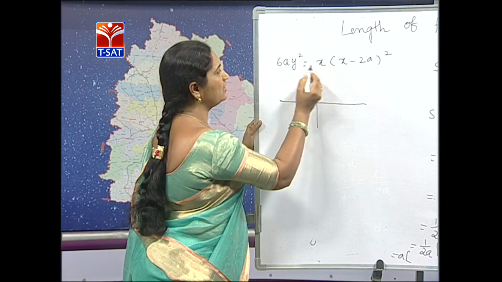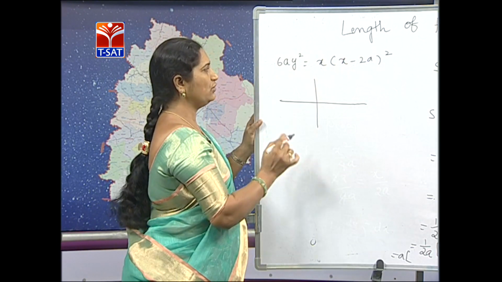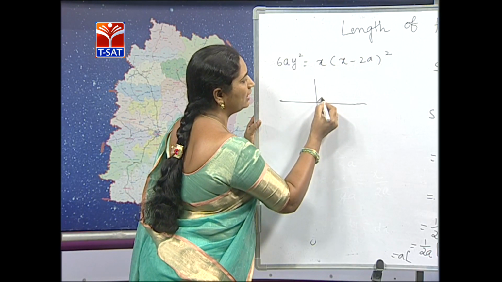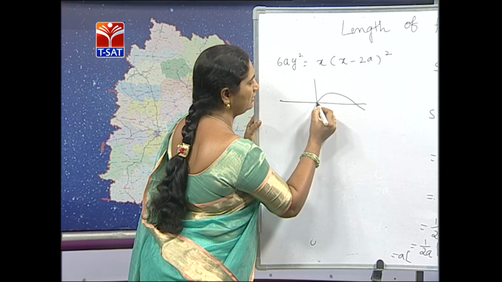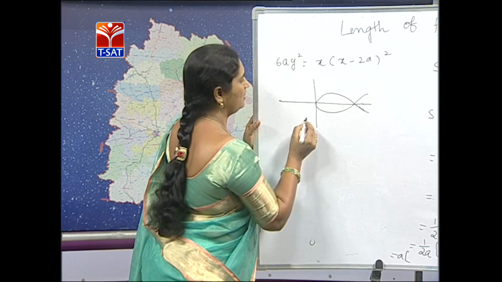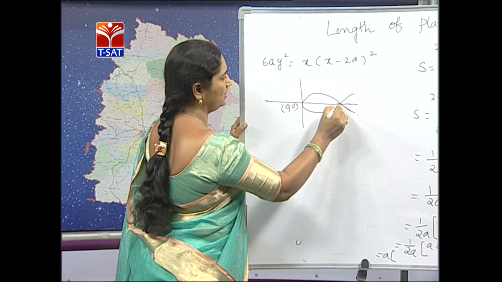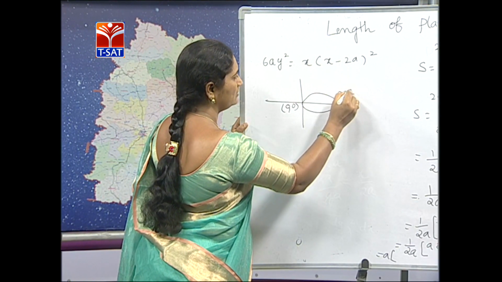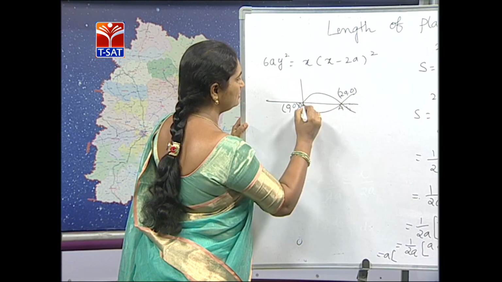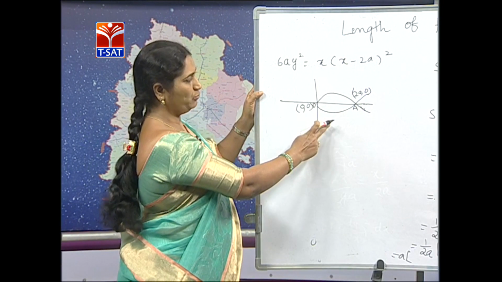When x is 0, y is 0, and when x is equal to 2a, y is also 0. So this curve intersects the x axis at two points: this is (0, 0), and this point is (2a, 0). So we require the total length OAO of the loop of the curve.